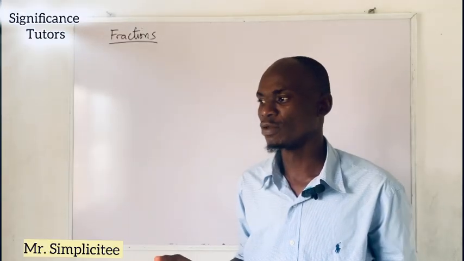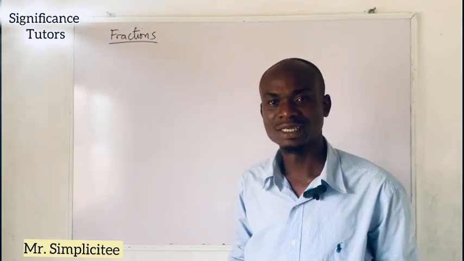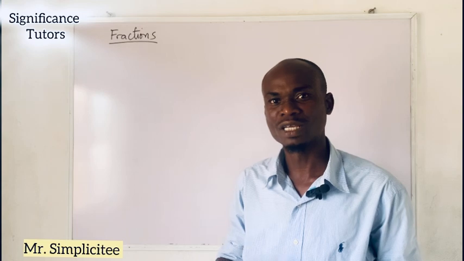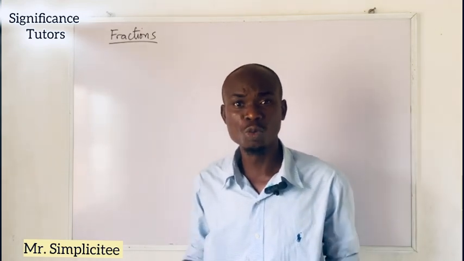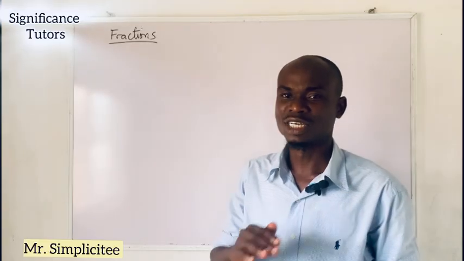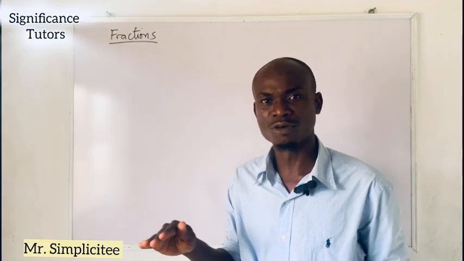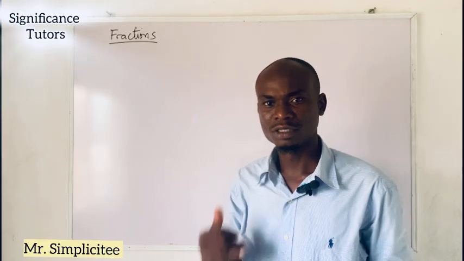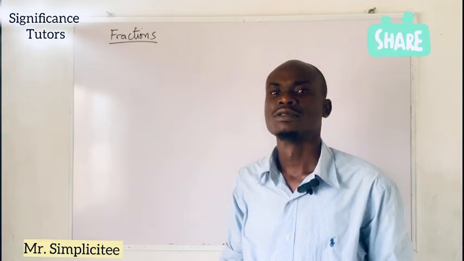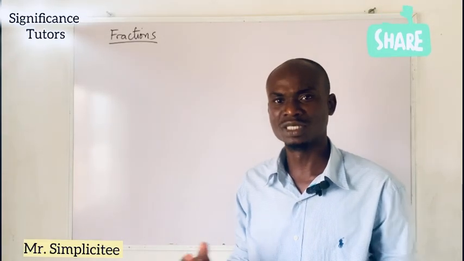Whenever you have a part of an object, it is a fraction of that total. A fraction is usually divided into two major parts, which are separated by a horizontal line called the fraction bar. We have the numerator and we have the denominator under the bar.